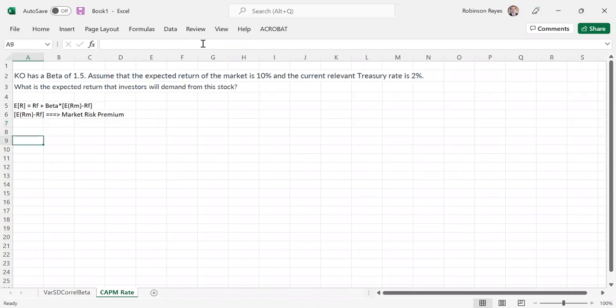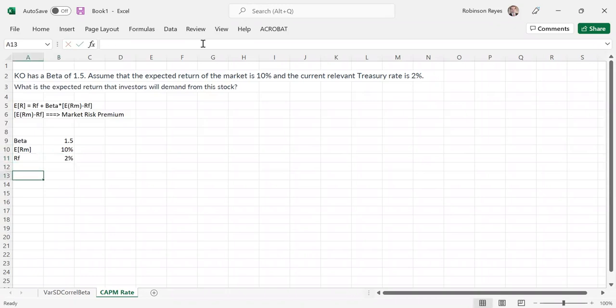Okay, so once we know this, the first thing when you have this problem is to type all of the values we have. We have the beta of Coca-Cola, which is 1.5 in this case. These are not real values. We have the expected return of the market, which is 10%, and we have the risk-free rate, which is 2%.